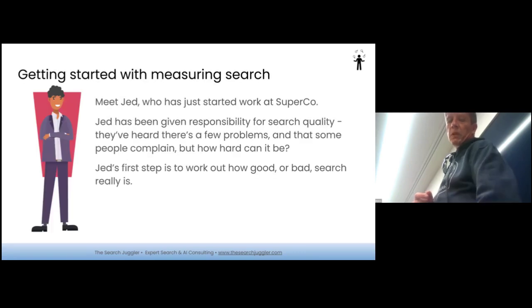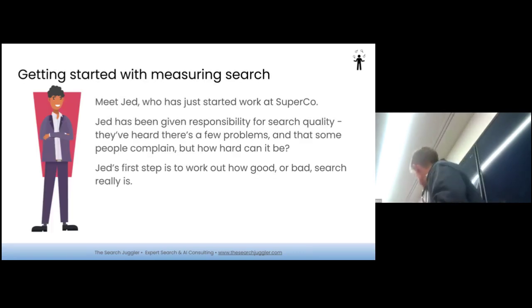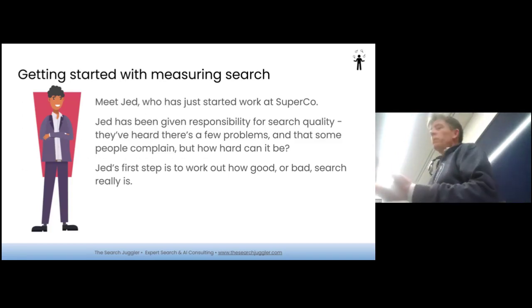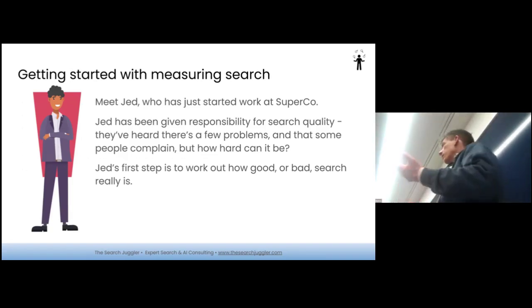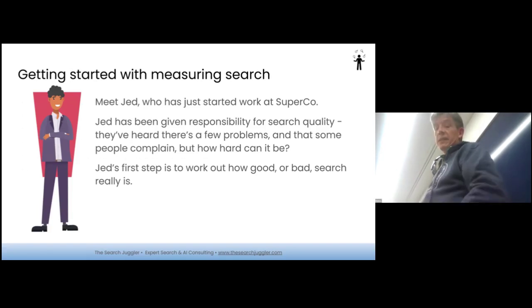So let's start off. Jed, I'm going to call them Jed clip art, has just started work at a company called Superco, and Jed has been given responsibility for search quality. So Jed is maybe a search product owner. There are some different terms for this, but somebody who's basically accountable for how good search is. They've heard there are some problems and some complaints, but how hard can it be to improve search? And so Jed realizes their first step is to try and work out how good or bad search actually is.